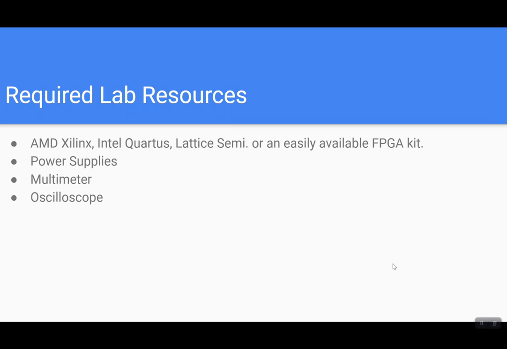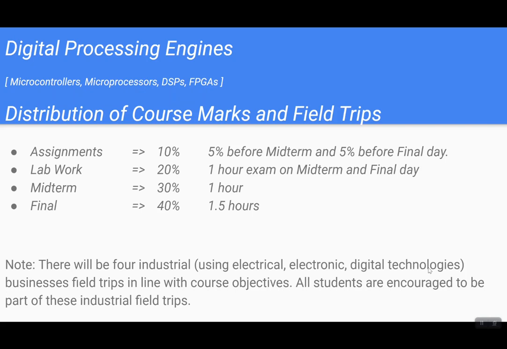Okay, so let's go to the next slide. So here's the distribution of marks. If you have taken our prior courses, it's pretty standard. 10% is lab assignment, which includes the lab work which we will assign to you. So 5% of that will be before the midterm. We will give it to you, and the 5% will be before the final.